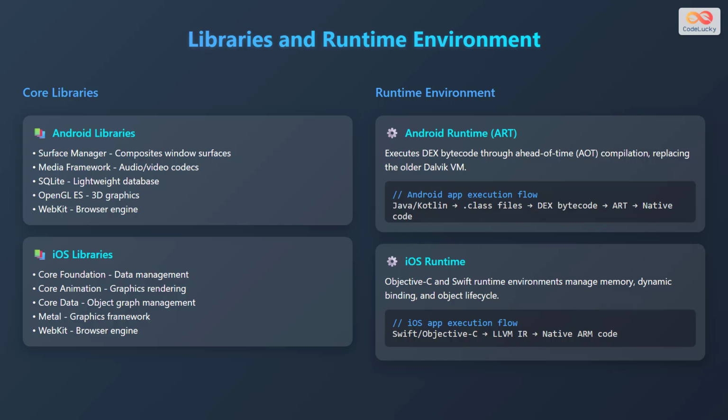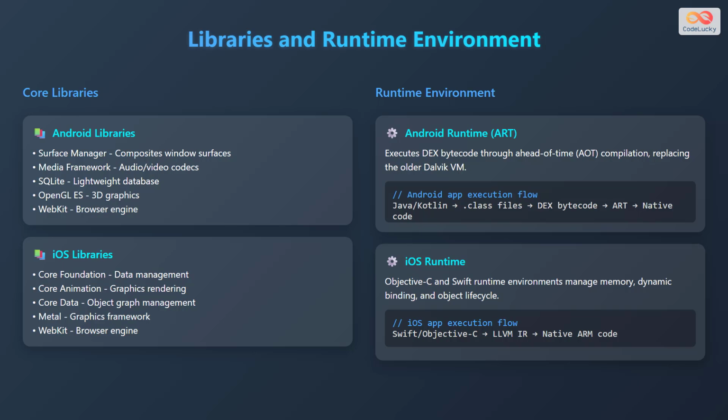Android uses the Android runtime, also known as ART, to execute DX bytecode through ahead-of-time compilation. This replaces the older Dalvik virtual machine. For example, an Android application execution flow is Java or Kotlin code, compiles to .class files, these convert to DX bytecode, and finally the Android runtime converts it to native code.